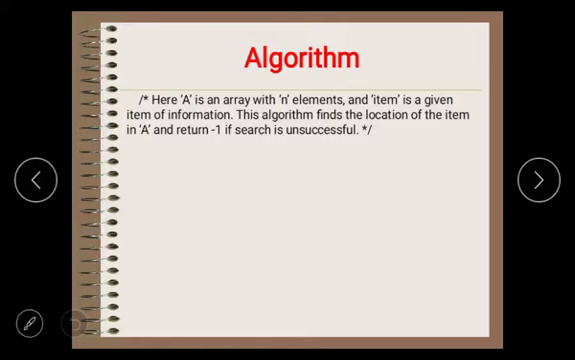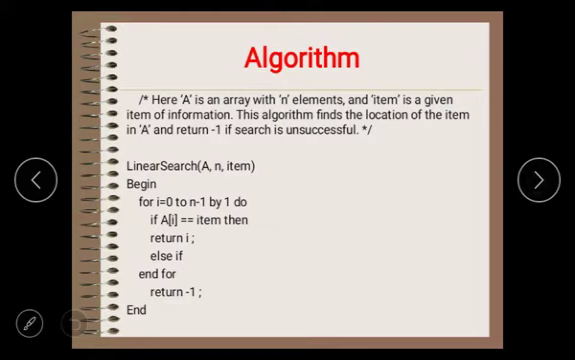If the search is successful, it will return the location. Otherwise, it should return -1. Let me take the algorithm. Linear search having A as the array name, n is the number of elements, item is the search element. So let's begin the algorithm.